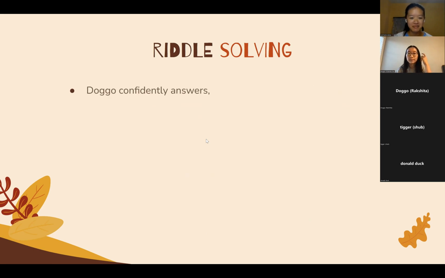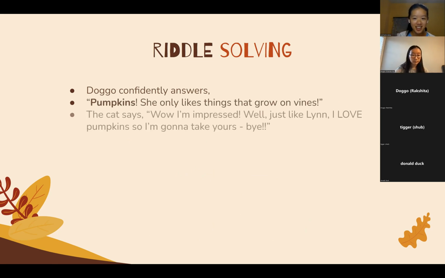But let's pretend you actually figured out cat logic. You broke the cat cipher. So you figure out that cats only like things that grow on vines. And the cat's like, okay, I'm actually really impressed with you because you're not a cat. I'm a cat, but you figured out what I like. So wow. But because I like pumpkins, I'm just gonna take it, bye.